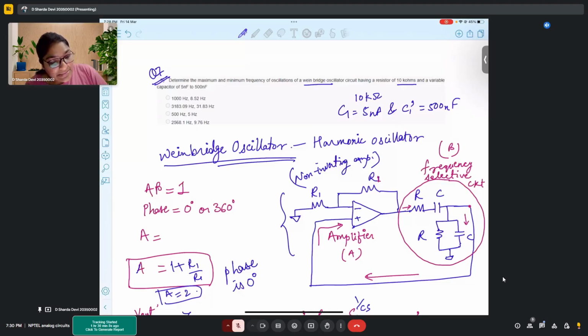So since it is 10 kilo ohms and the values are in hertz, F oscillation would be 1 by 2 pi into 10k into 5 nanofarad. Similarly, F oscillation would be 1 by 2 pi when we substitute these.